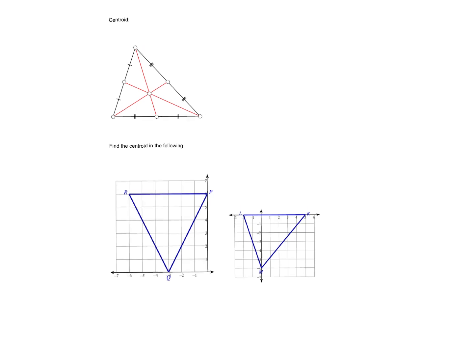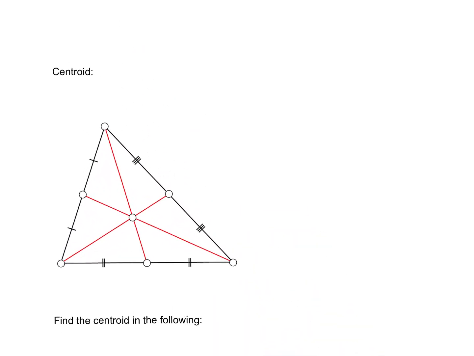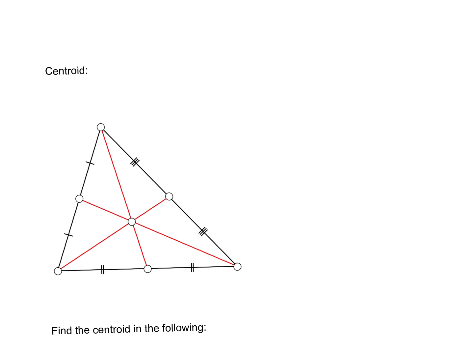All right, the second point of concurrency we're going to talk about is the centroid. Now the centroid is going to be the point of concurrency.